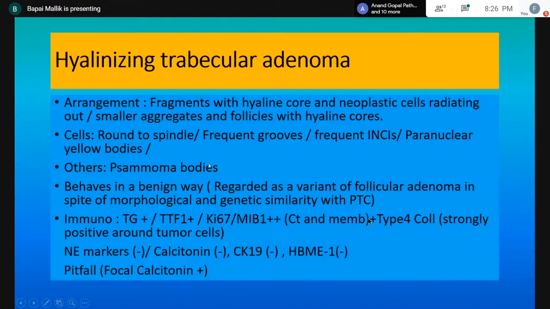You see how things are getting more and more difficult, but they behave in a benign way because they are regarded as a variant of follicular adenoma in spite of the morphological and some amount of genetic similarity with papillary thyroid carcinomas. Right. On immunohistochemistry, cytochemistry or histochemistry, you see positivity for thyroglobulin. Good, helpful. TTF1, they are TTF1 positive, right? But this is a very, very helpful feature if you are using it. If you do Ki67, it shows a cytoplasmic and membranous staining instead of the nuclear staining. Okay, so if you see that, it's useful.